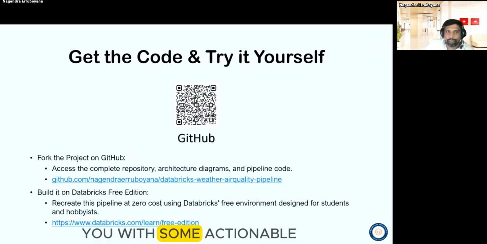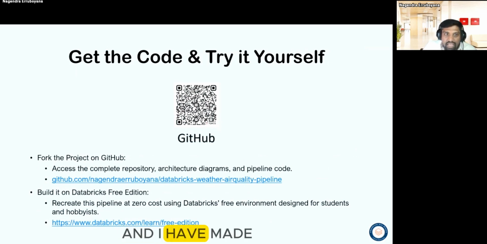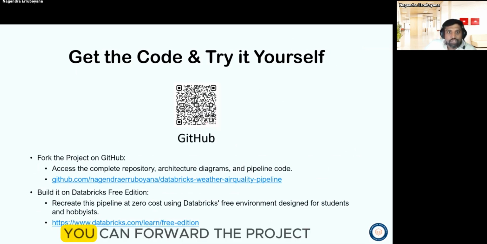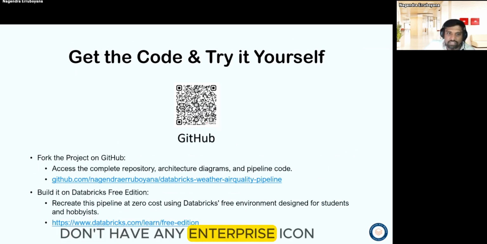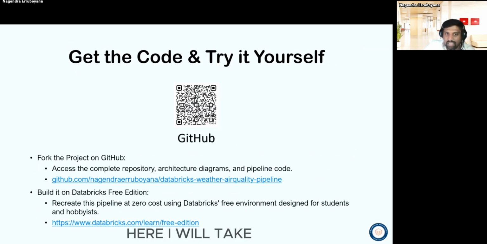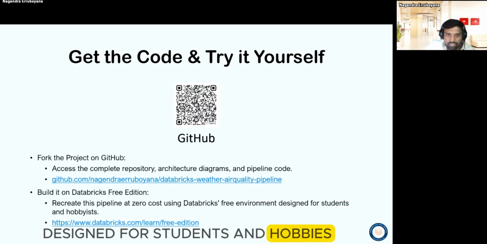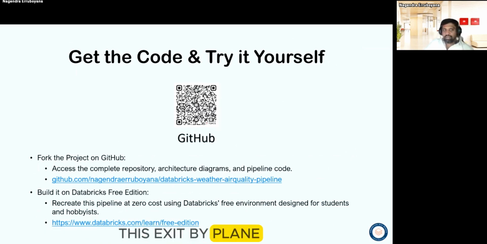I want to leave you with something actionable. I have made this entire architecture open source. If you scan the QR code, it will take you directly to the GitHub repository. You can fork the project, review the Lakeflow Spark declarative pipeline code, and see how the Medallion architecture is constructed line by line. If you want to run it yourself and don't have an enterprise account, there is a link here. It will take you to the Databricks Free Edition sign up. This provides a zero cost environment designed for students and hobbyists, where you can recreate this exact pipeline.